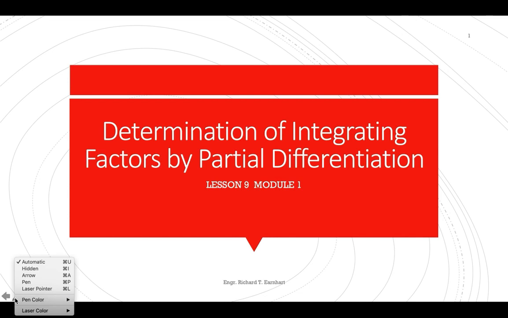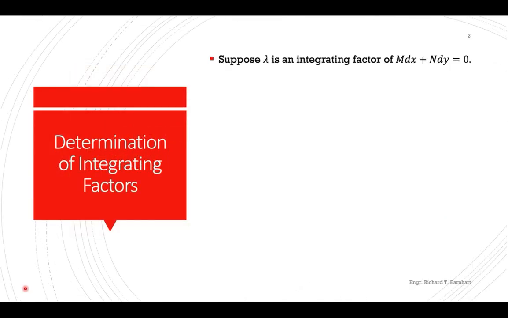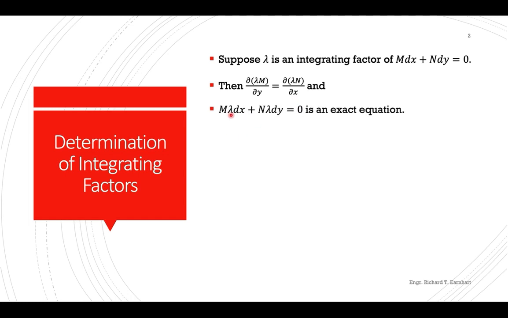Okay, so we will be discussing another method in finding the integrating factor of a non-exact equation. Suppose lambda is an integrating factor of the equation M dx plus N dy equals 0. Now, the partial derivative of lambda multiplied by M with respect to y is equal to the partial derivative of lambda multiplied by N with respect to x. Also, multiplying the whole equation by lambda will make the equation exact.